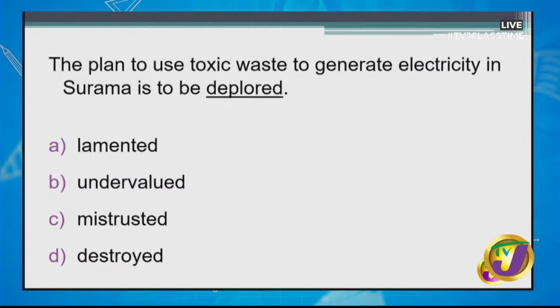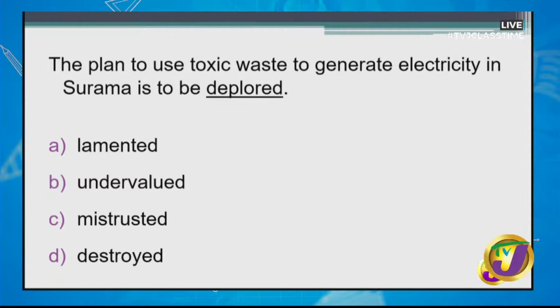The plan to use toxic waste to generate electricity in Surama is to be deplored. And we're focusing on the word deplored. Now, here's the thing with deplored. If you've never seen it before, you definitely have to rely on the sentence to help you. So the plan to use toxic waste to generate electricity. Toxic waste is not something good. So if you deplore it, then the idea to be conveyed is that it's something bad.